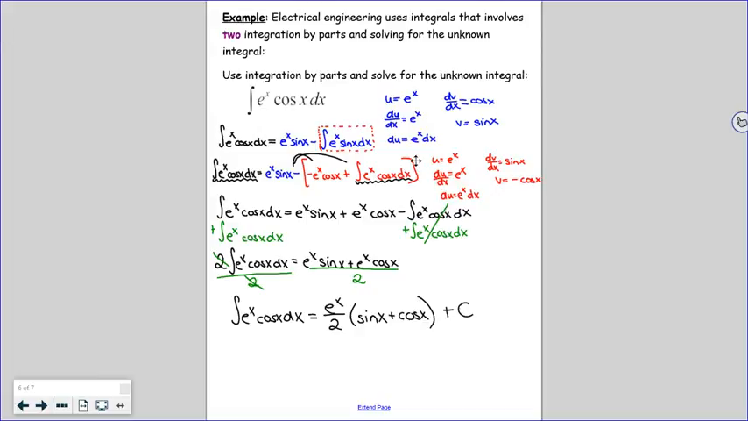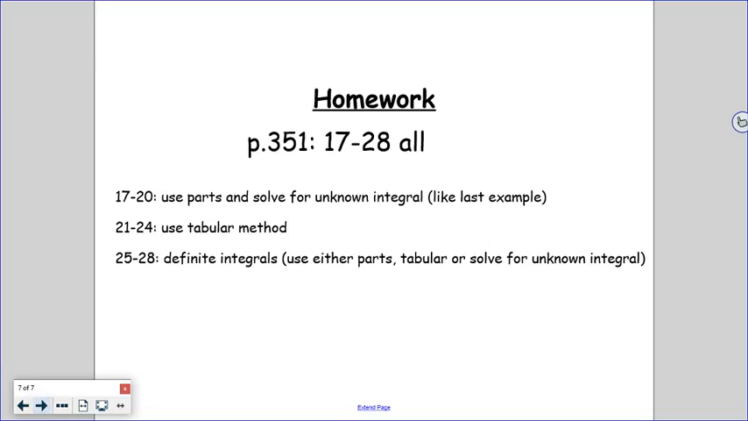All right, so assignment then tonight. I have helped guide you through your assignment, broken it down section by section. You're on 351 doing 17 through 28 all. On 17 through 20, it's like the last example we just did. Okay, so solve for the unknown integral. 21 through 24, use your tabular method. Try it out. And then on 25 through 28, figure it out. Use either integration by parts, your tabular method, or solve for the unknown integral, whichever method you see would fit best with that problem or your brain. Use that.